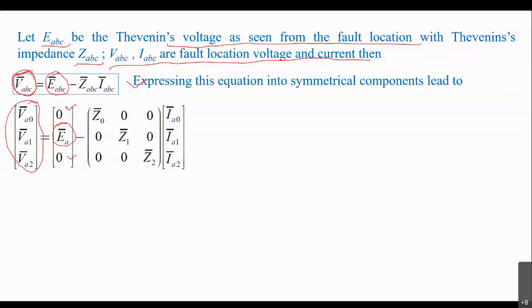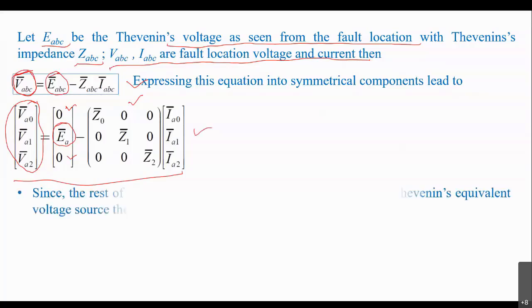The sequence component voltages at the fault point will be VA0, VA1, VA2, and similarly your impedance matrix will be a diagonal matrix, that is the sequence impedance matrix, and the current similarly, right? If we convert the above equation just by transforming into the sequence components, you will get this matrix. Very easily you can convert, just substituting VABC equal to the transformation matrix times the sequence components, you can find this equation very easily, right?